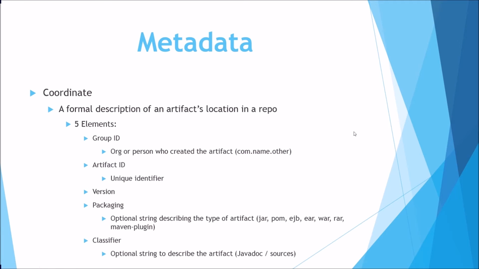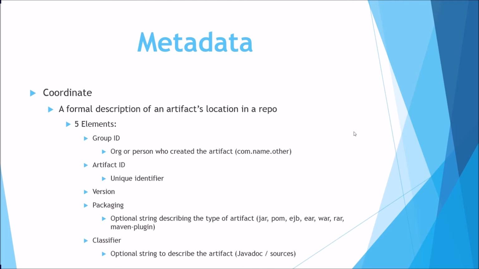Let's talk about metadata. That's data about data, information about your project basically, and Maven can store a lot of information about a project, and the developers, the organization, the groups, libraries, and more. Coordinate is a type of metadata. Remember how we talked about each artifact is assigned a coordinate? It's a formal description of an artifact's location in a repository.